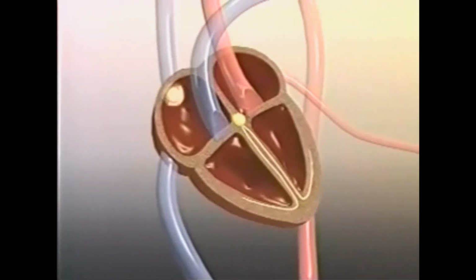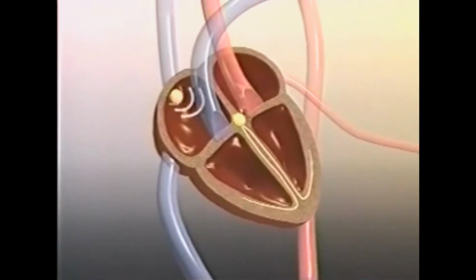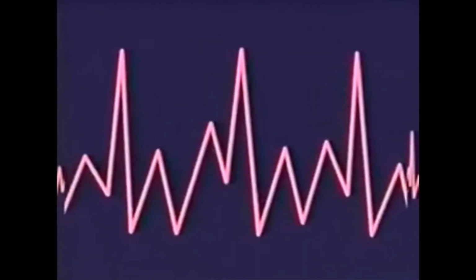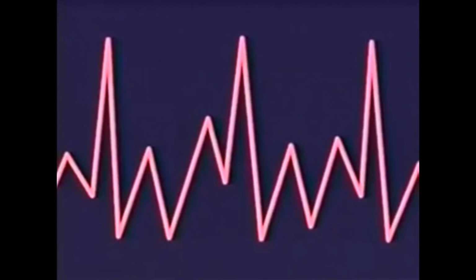As long as this chain of electrical events is stable, the heart beats normally. This is what it produces. Each beat is a signature of one cycle of the mechanical activity of the heart. It contains a surprising amount of detail. First comes the P wave. That's when the atrium is contracting.